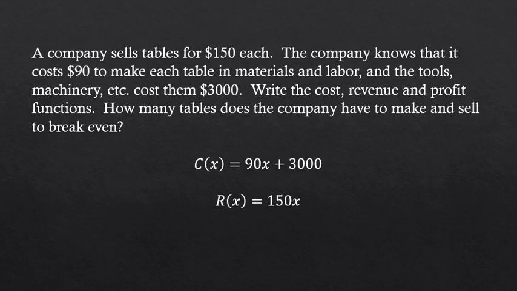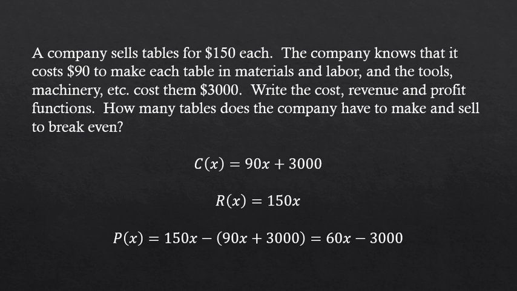And once we know the revenue and the cost, we can easily find our profit. It's R of X minus C of X. And this turns out to be 60x minus 3,000. So there's the first part of our problem that we had to solve.